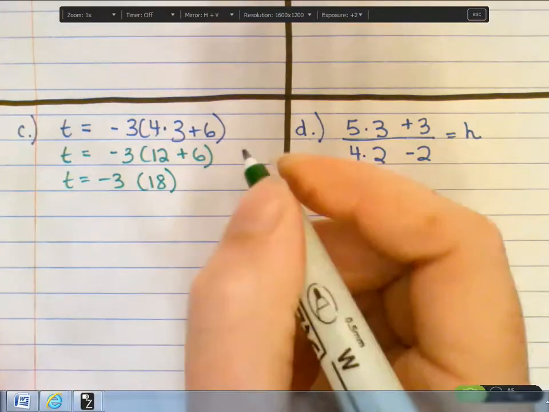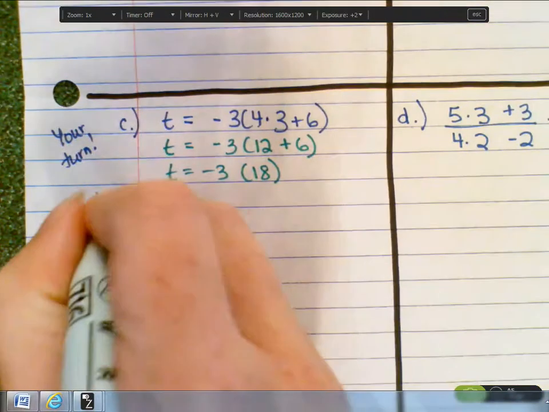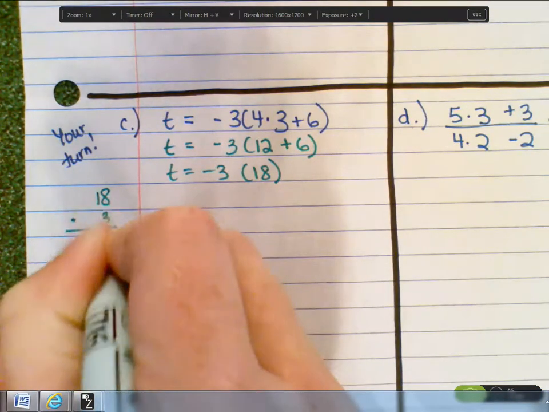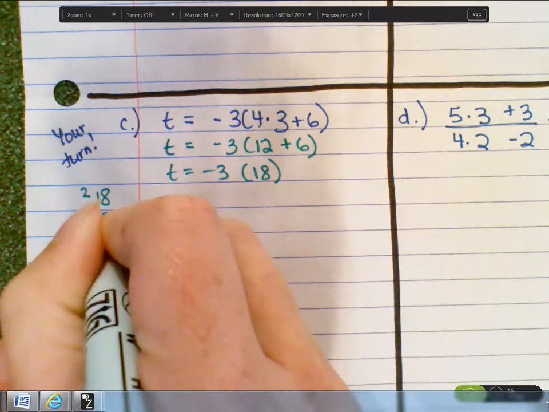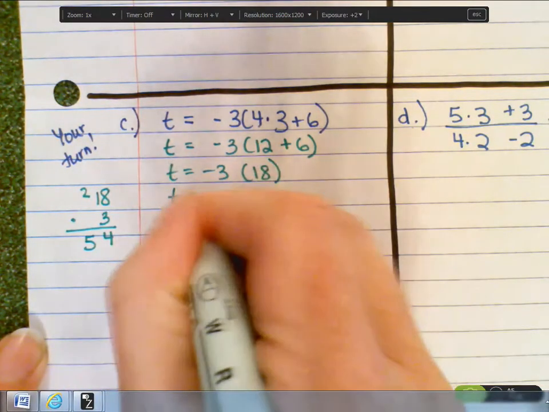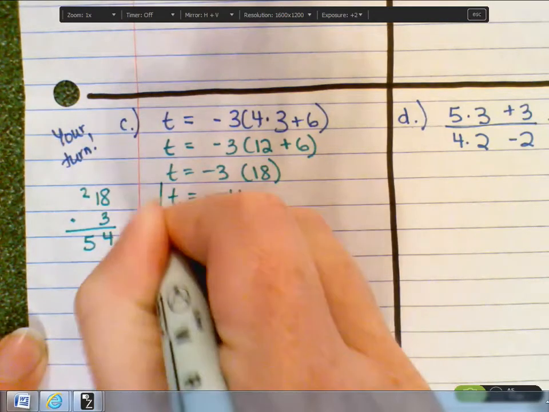Okay. When you do 3 times 18, I'm going to do my work on the side because I don't know that in my head. So I'm going to say 18 times 3, or 8 times 3 is 24. Carry my 2, 1 times 3 is 3. So we get 54, but I have to remember a negative times a positive. It's going to be -54 is my final answer.